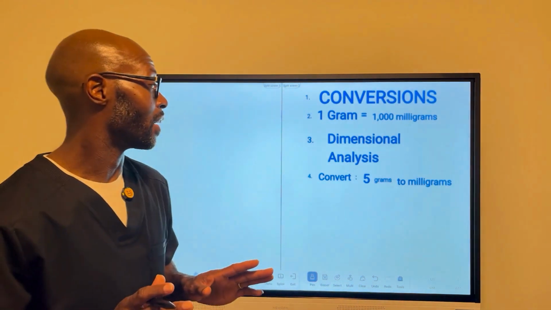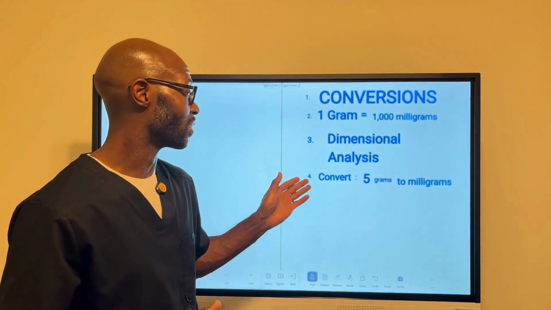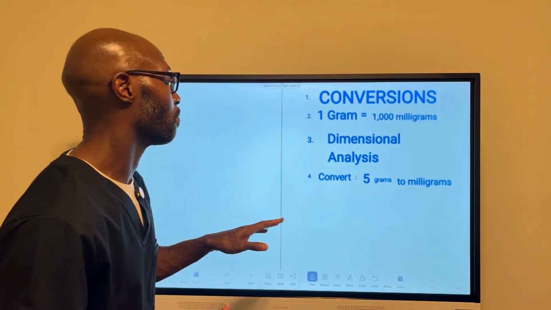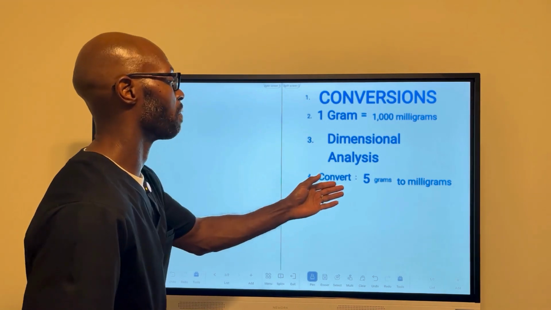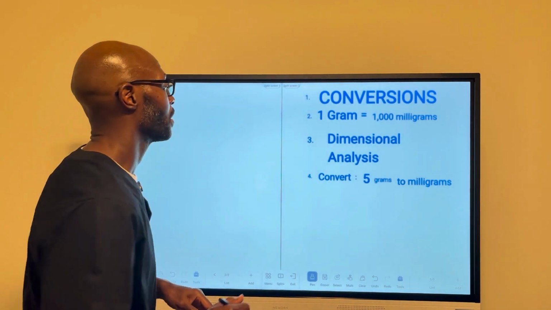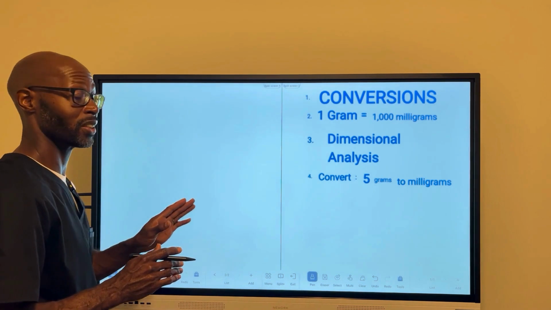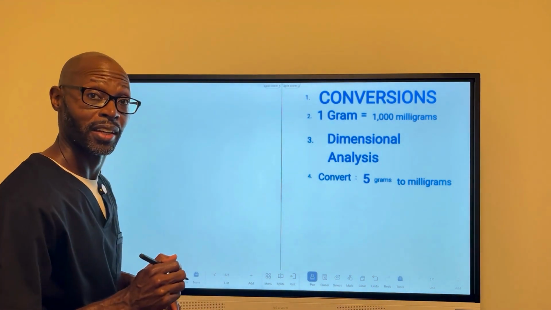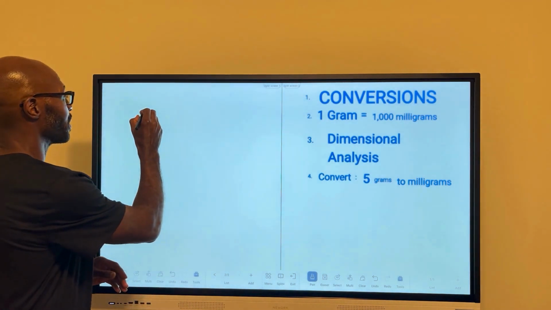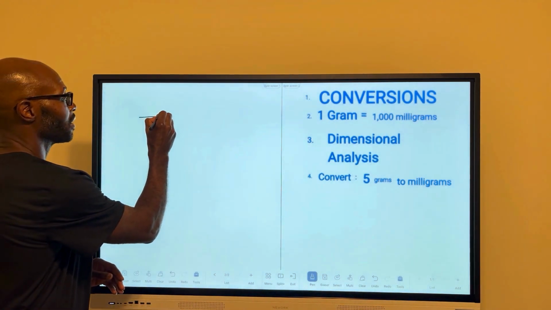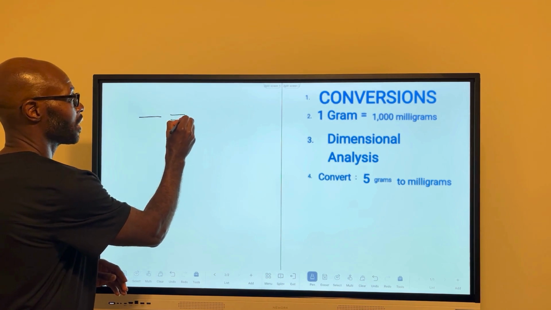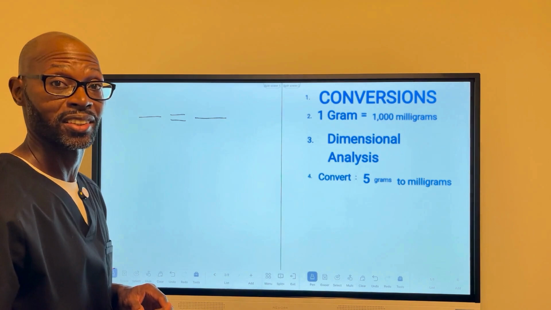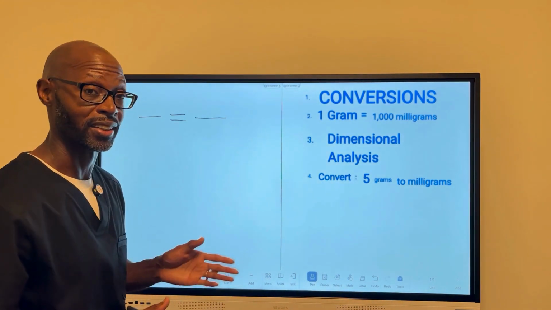As of right now, we're going to go ahead and start solving this problem. What we're going to do is convert 5 grams to milligrams. So we're going to start off with the dimensional analysis setup. We start off with this one line, the equal sign, and then this line again. We use this a lot.